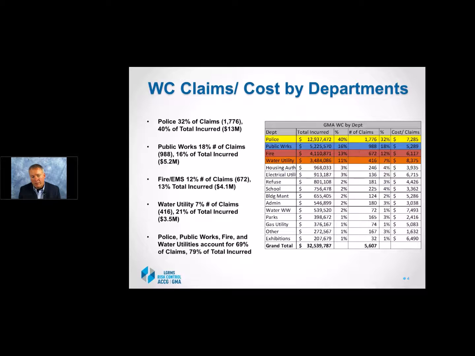21% of total incurred. So if you add all those together, we have 69% of claims and 79% of total incurred. And it's not saying we shouldn't do things in other departments, that's not what I'm saying, but if we're going to focus, from my perspective, based on the information we have, this is where we should be putting our resources. This is where we should be spending most of our time in order to resolve some of the risks within those particular departments. So again, if you don't have statistical information or your statistical information is so small, this is where I would go.